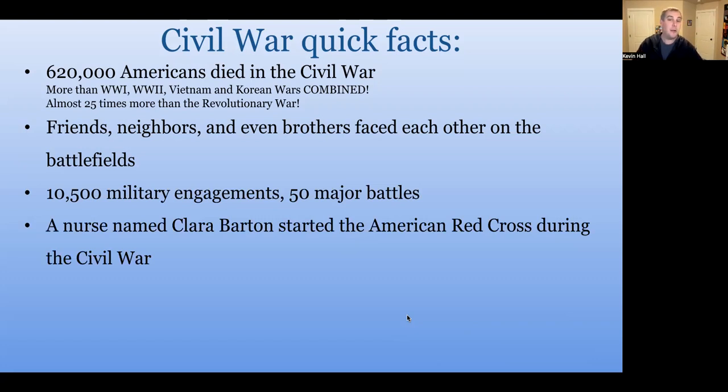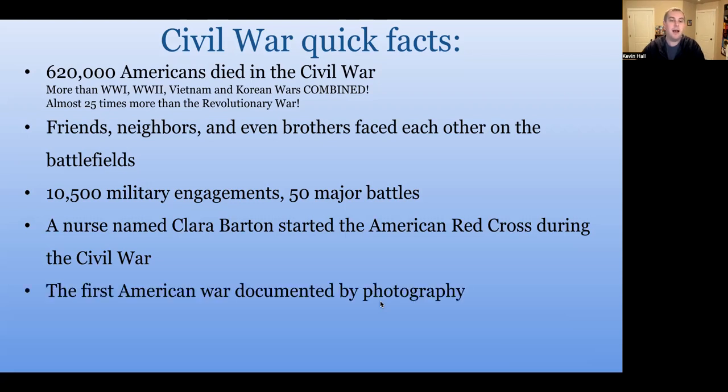There was a nurse named Clara Barton who started the American Red Cross during the Civil War. So some good things came out of this war as well, including the nonprofit organization of the American Red Cross. That's the same Red Cross that today shows up to do disaster relief and gets involved with healthcare and other community services that promote general health and well-being. So thanks to Clara Barton being a battlefield nurse during the Civil War, we have the American Red Cross still today.